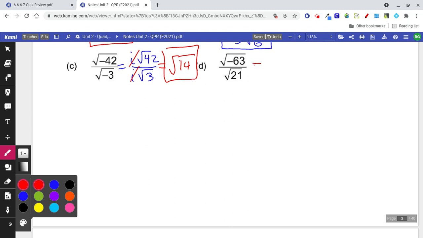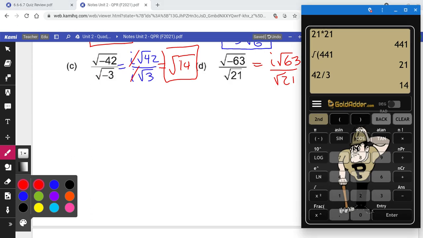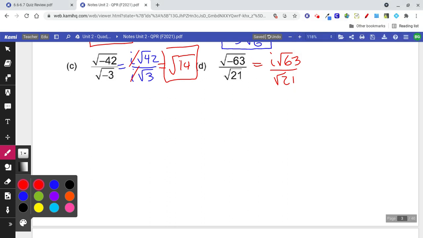Next, the square root of -63. So I've got i times the square root of 63 over the square root of 21. 63 divided by 21 is 3. So 63 divided by 21 is 3. That's the square root of 3. You've got i times the square root of 3.